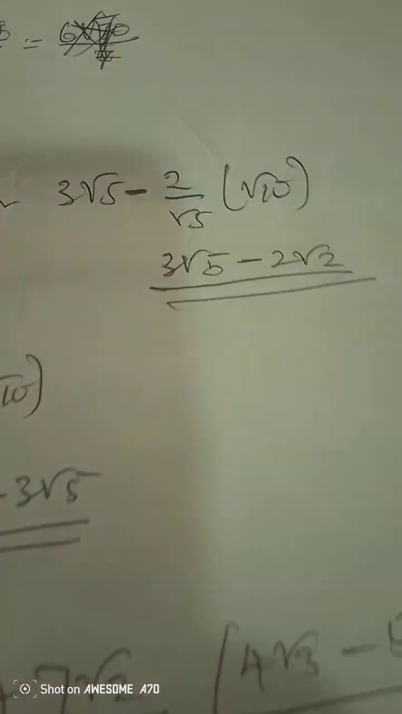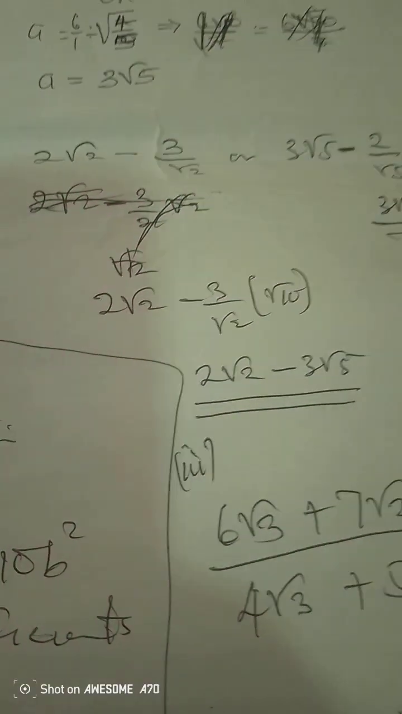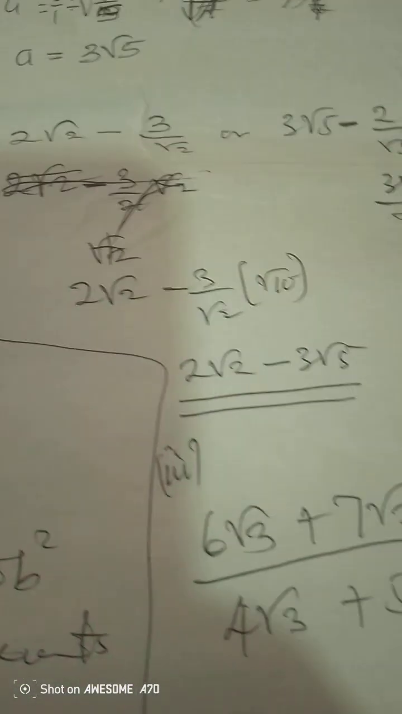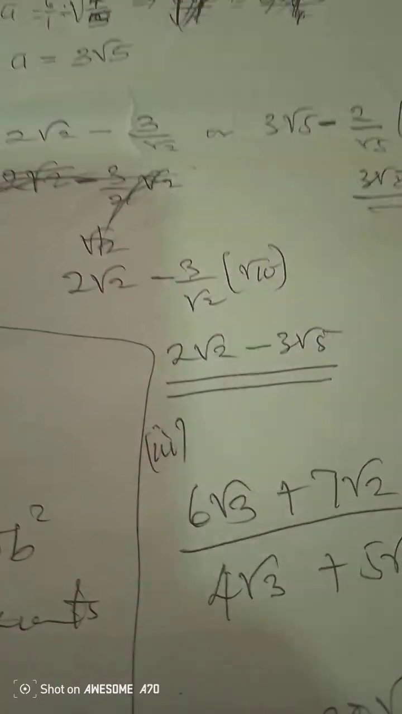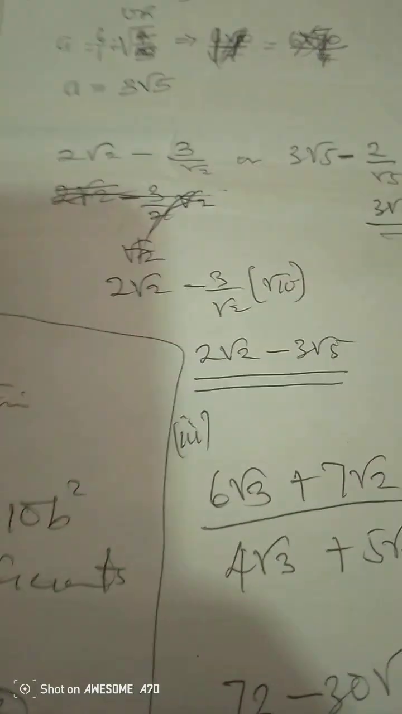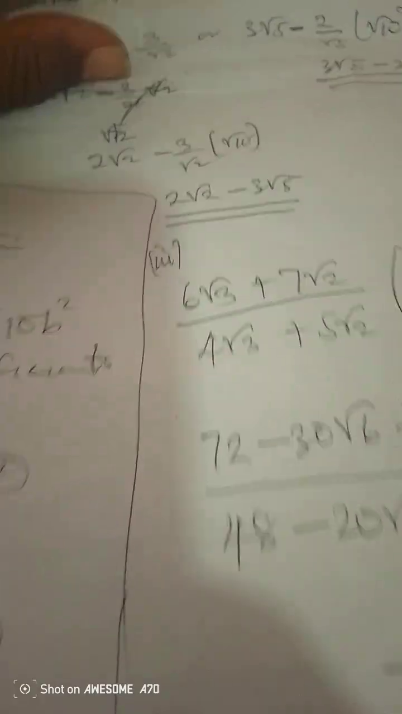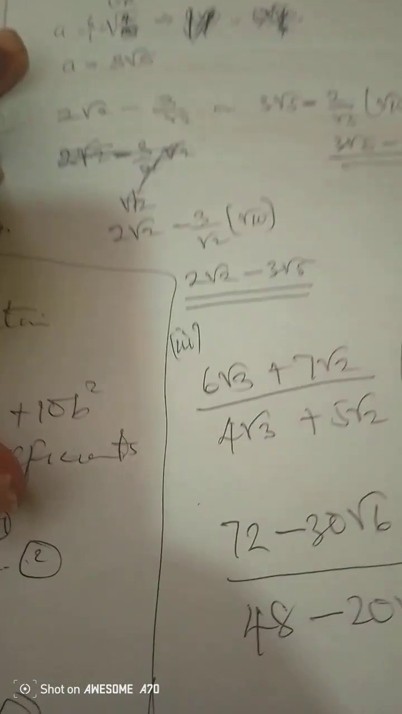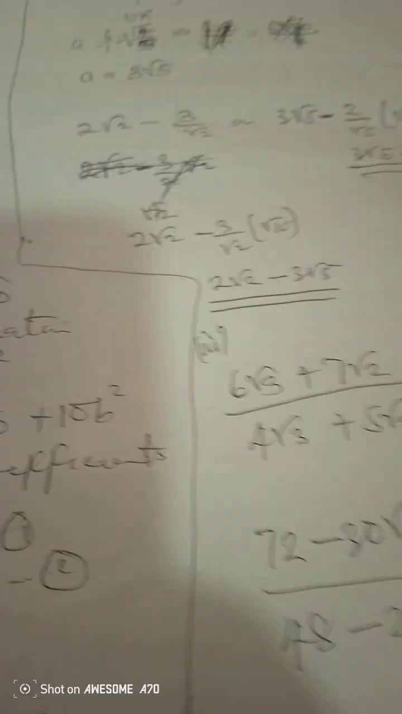So we're already given 3 root 5 minus 2 root 2. Therefore the second part, which is not given, is 2 root 2 minus 3 root 5. So in that case, the missing part of the square root is 2 root 2 minus 3 root 5, which can be seen as the conjugate of the one given.